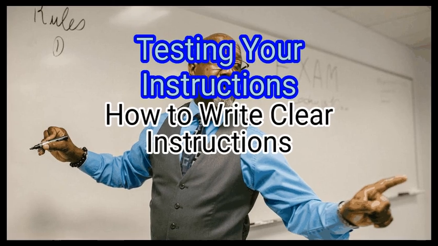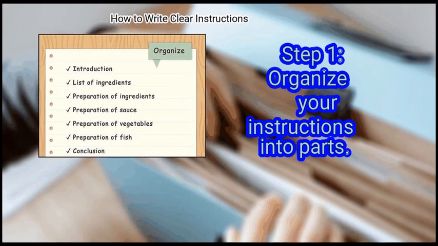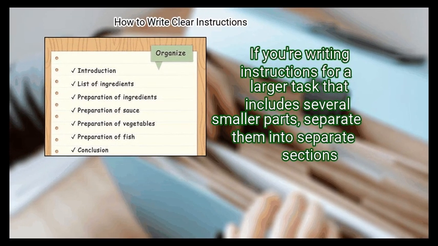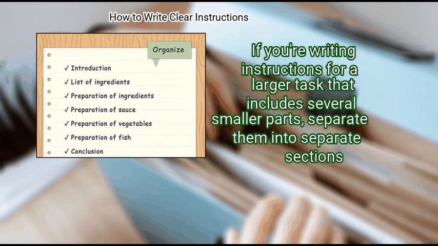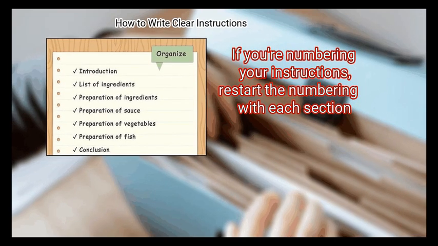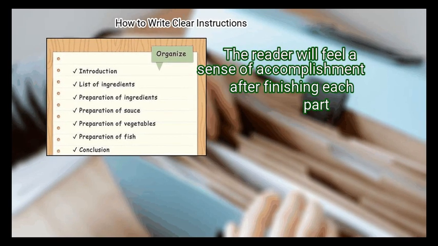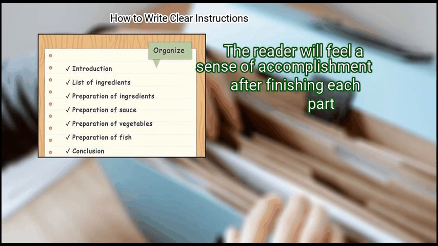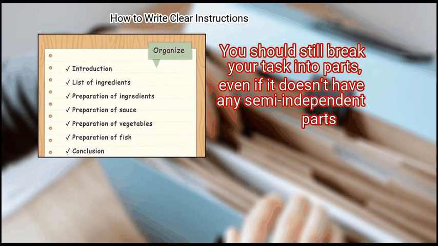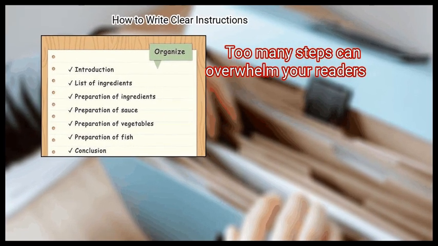Method 3. Testing your instructions. First is organize your instructions into parts. Some complicated tasks have more than one part. If you're writing instructions for a larger task that includes several smaller parts, separate them into separate sections. If you're numbering your instructions, restart the numbering with each section. The reader will feel a sense of accomplishment after finishing each part. You should still break your task into parts, even if it doesn't have any semi-independent parts. Too many steps can overwhelm your readers.